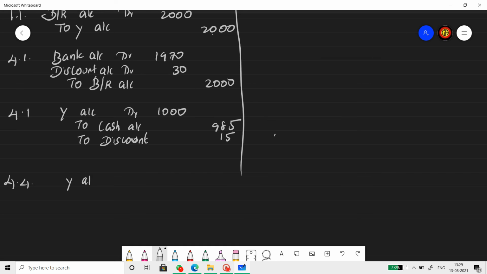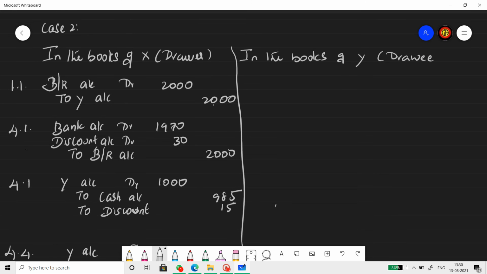Y account debit to cash account. That is, being remaining half amount of the bill now remitted to Y to enable him to meet it. So X has remitted half the amount so that Y can clear the bill. 1000 and 1000. So this is in the books of X. Now let's do it in the books of Y. Y is the drawee. So for the drawee, it's bills payable.